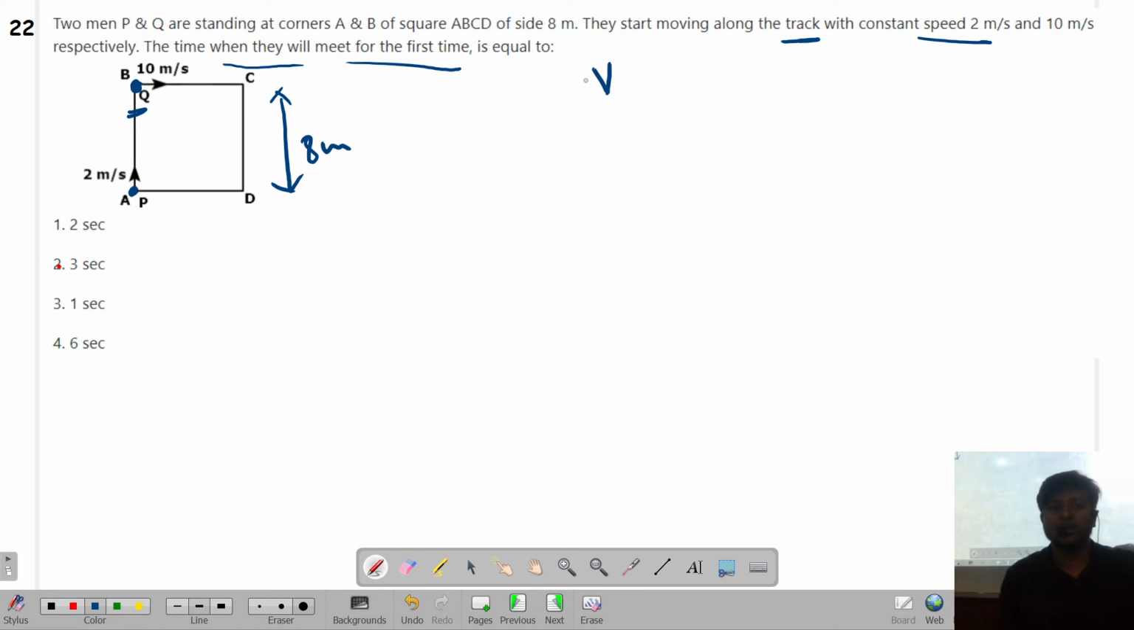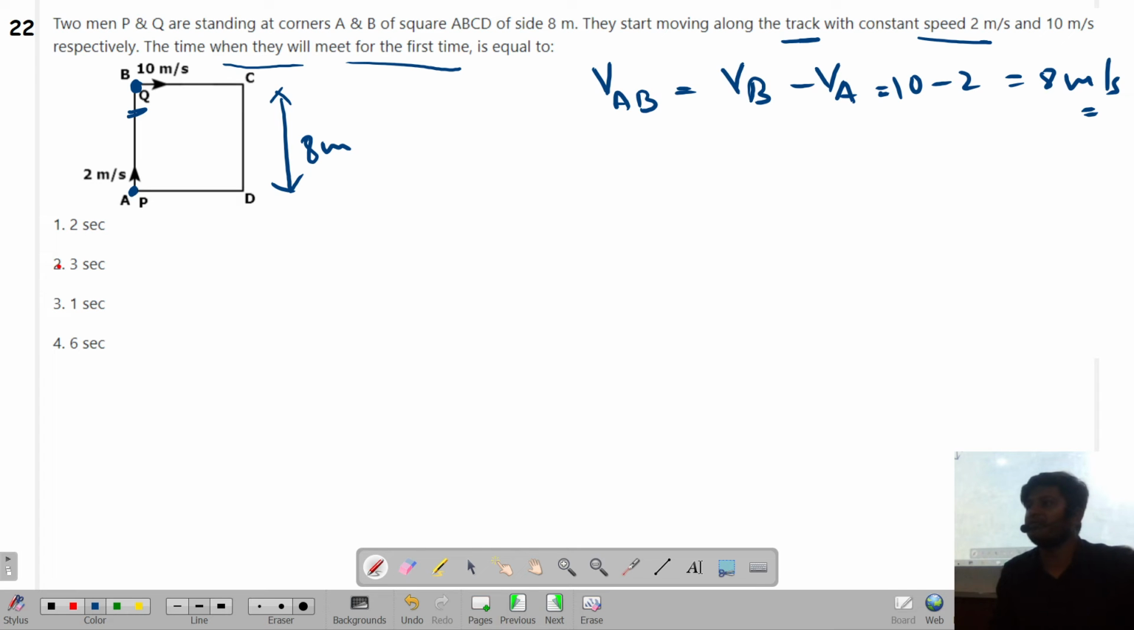First, calculate the relative speed between A and B. What is that? V of B minus V of A. That is how much? 10 minus 2, which is 8 meter per second. Total perimeter of the square is how much? 24, yes or no? So time, now try to understand.